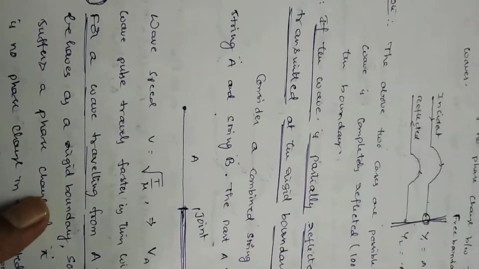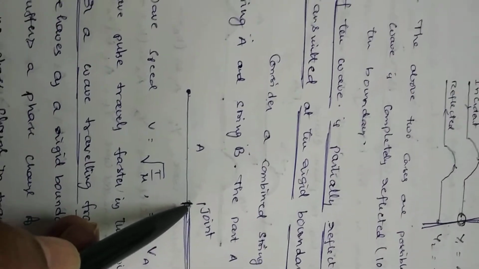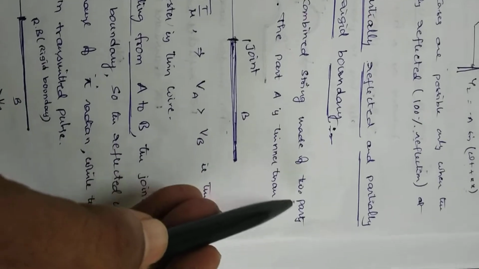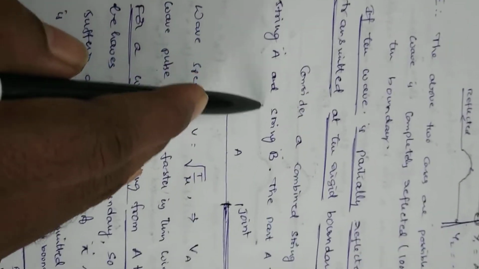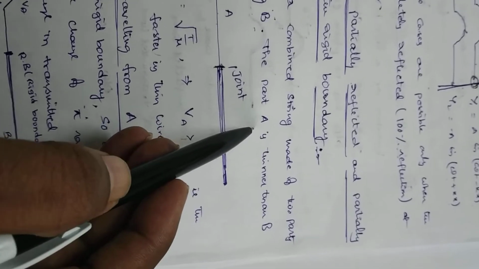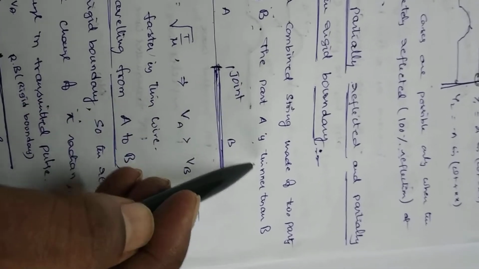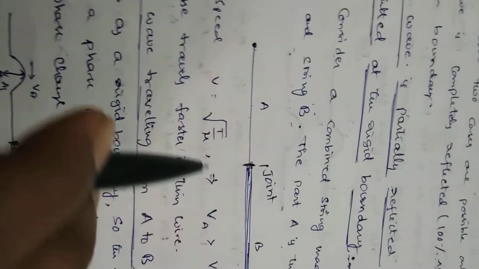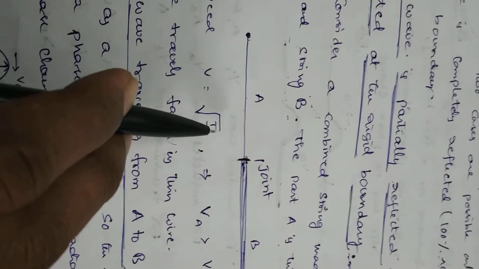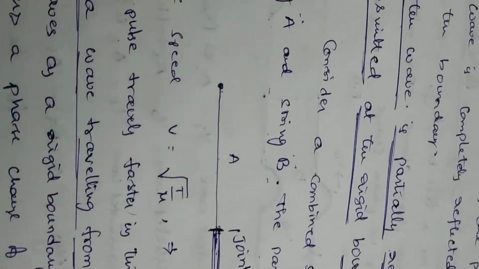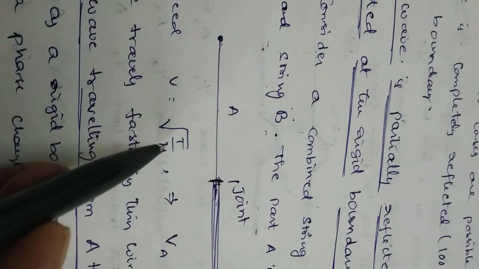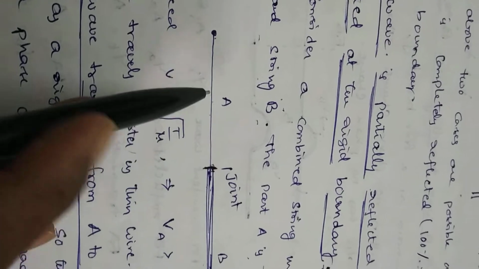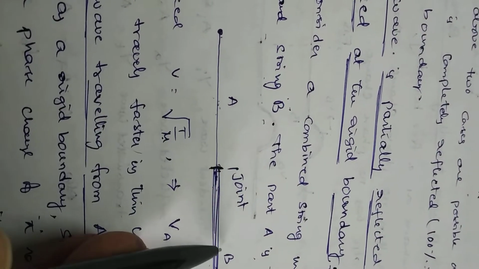Why is the wave reflected at this point? I can explain it. Consider a combined string made of two strings A and B. The part A is thinner compared with B. Wave speed in a string is given by V equals root of T by mu. Here T is constant, so V is proportional to 1 by root mu, where mu is linear density, mass per unit length. Here the mass per unit length of A will be less compared with B.